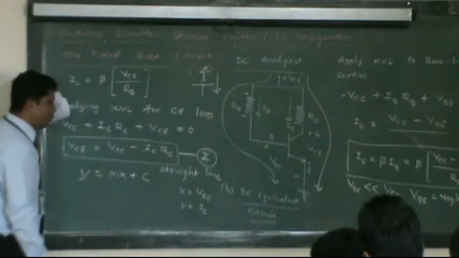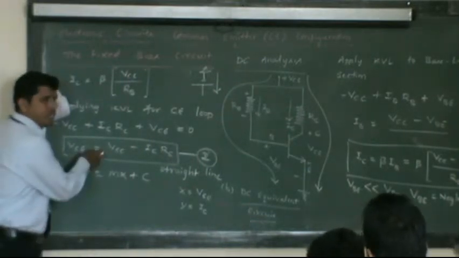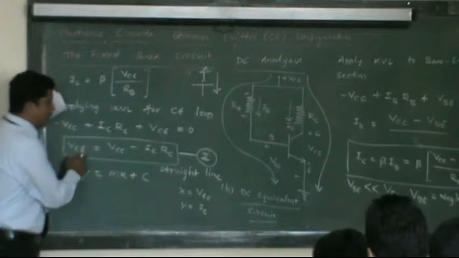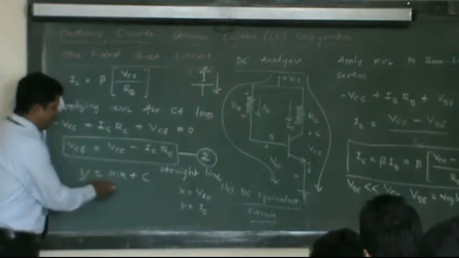So first of all, let us try to obtain how to plot this straight line on the common emitter characteristics. So you understand this one here? This VCE equation represents a straight line. How do you write it in this form?